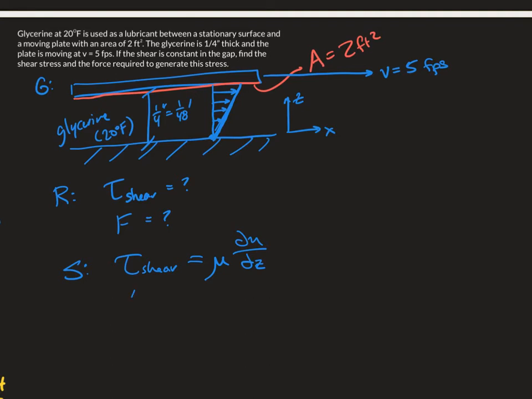So tau shear equals mu. Well, what is mu? We have to figure out what mu is. What we do is we go to your textbook, and it's got a mu for us. Or maybe it doesn't. I'd have to give this to you in class or something, because your book has this, but it only has it for the SI system.